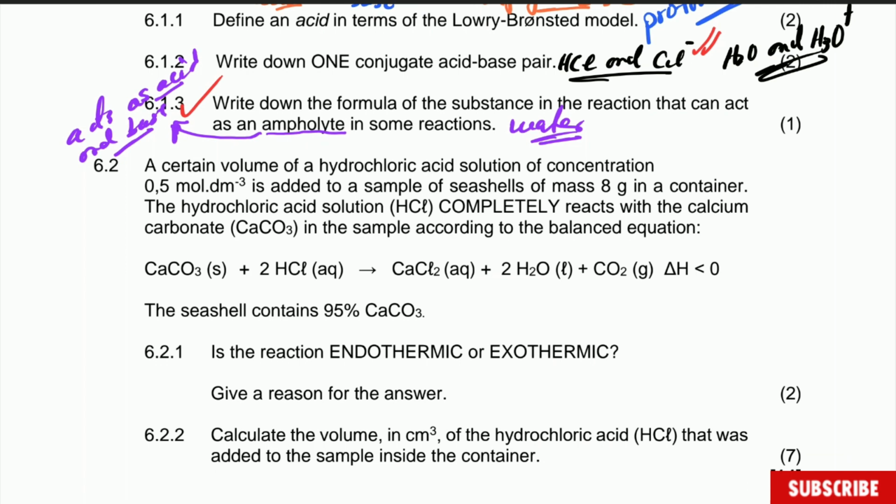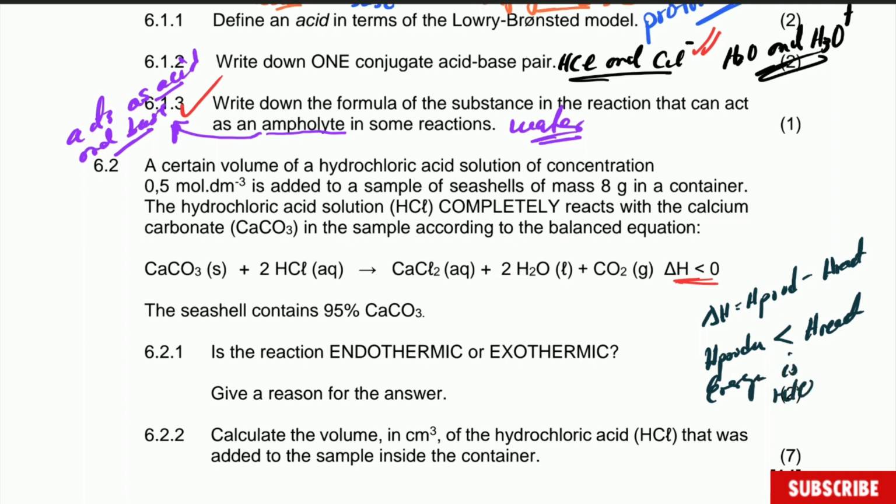Is the reaction endothermic or exothermic? And give a reason for your answer, guys. They're giving you delta H is negative. Just as a recap, delta H is equal to the H of the product minus the H of the reactant. Alright? For it to be less than 0, it means that the H of the product must be less than the H of the reactant. Alright? In other words, energy is released. Alright, therefore this one is an exothermic reaction.